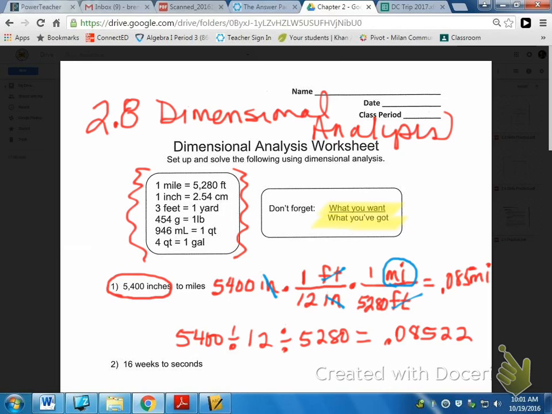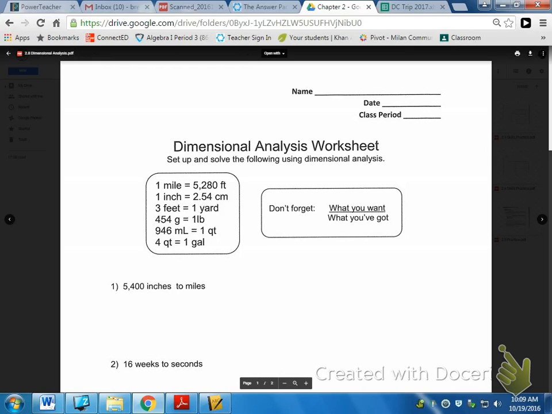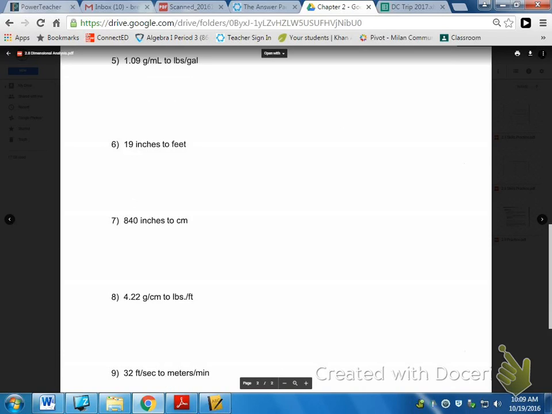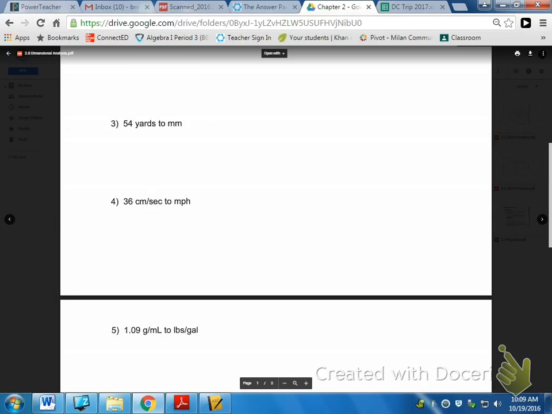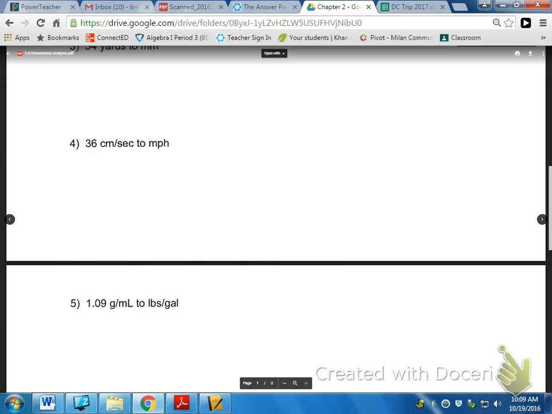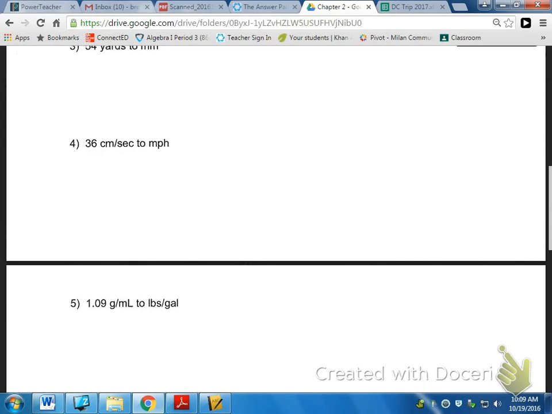Okay, now we're going to go to something where we're going from a rate to another rate. And I mentioned this yesterday. So I'm going to skip down to number 4. I want to make this a little bit bigger. 36 centimeters per second.